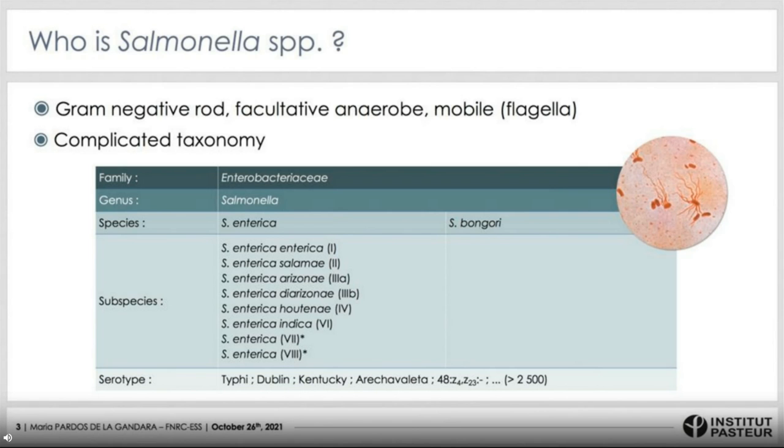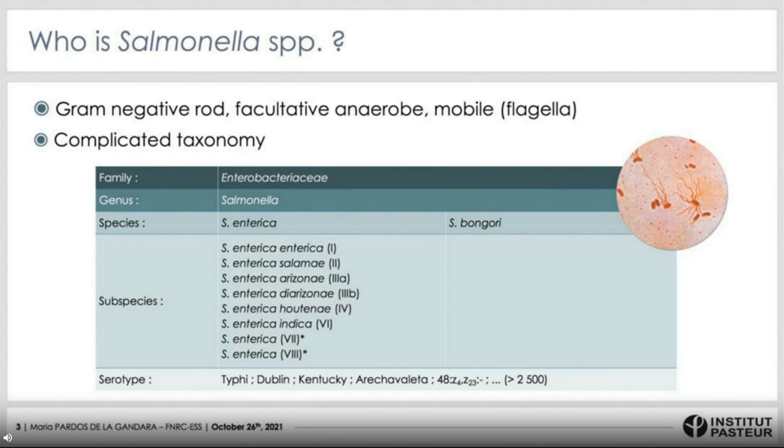So just a little introduction, because Salmonella has a complicated taxonomy. We are talking about a gram-negative rod, which can be anaerobic, and it is mobile thanks to flagella. Salmonella is the name of the genus that belongs to the Enterobacteriaceae family, and it is divided in two species. Salmonella enterica, which is the main species affecting humans, and Salmonella bongori, which can affect some animals, but it's really rare to be found affecting humans.